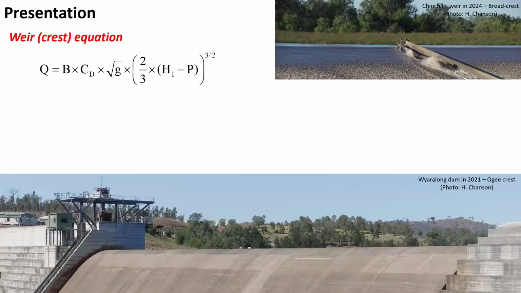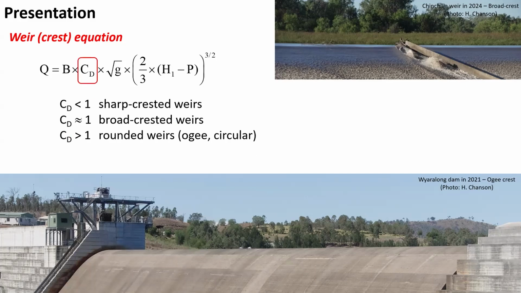At a weir or spillway crest, the relationship between the volumetric discharge Q and the head above crest, H1 minus P, is often dubbed the weir equation. In this weir equation, the dimensionless coefficient CD is a discharge coefficient. As it is dimensionless, it has no units, and it characterizes the hydrodynamic efficiency of the crest design.